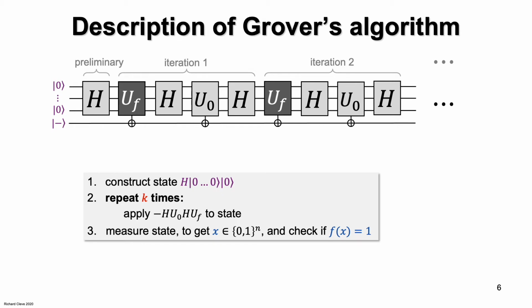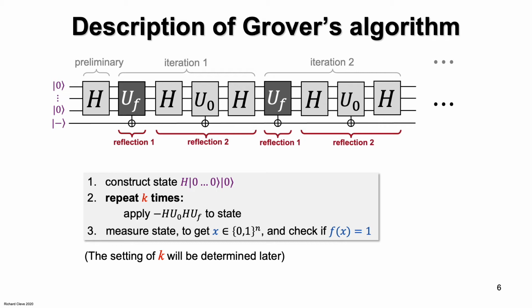What is k, the number of iterations, set to? This is an important issue. We will determine this later on. What I will show you next is that U sub f is a reflection, and the sequence H, U0, H is also a reflection, and then we'll be able to apply our lemma about composing two reflections to get a rotation.